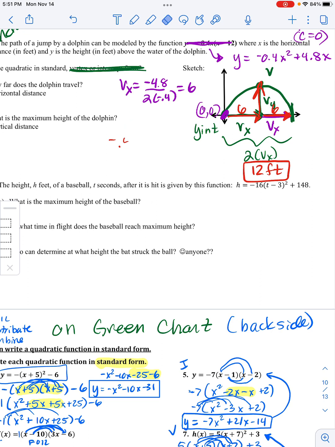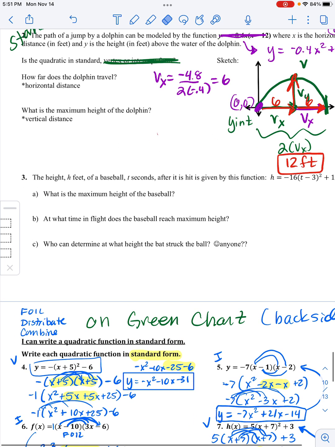And I'm not going to have enough room, so I'll move that. Oh, well, this is the question right here. This one says, what is the max height? Max height is that V sub y.